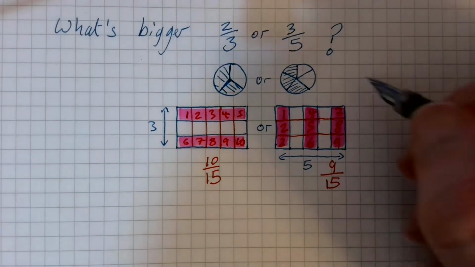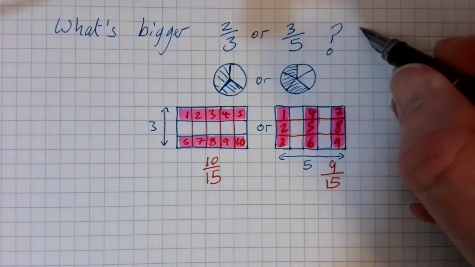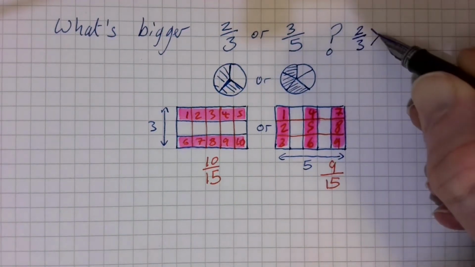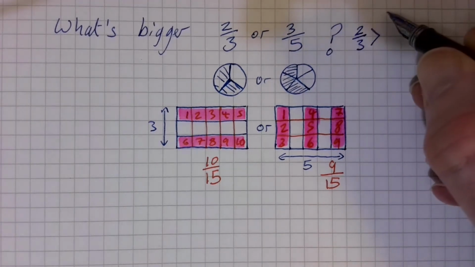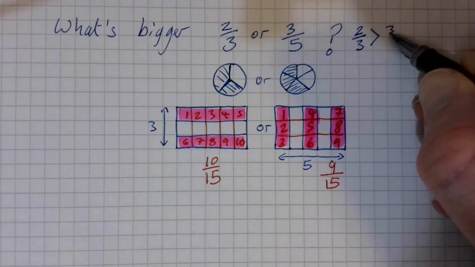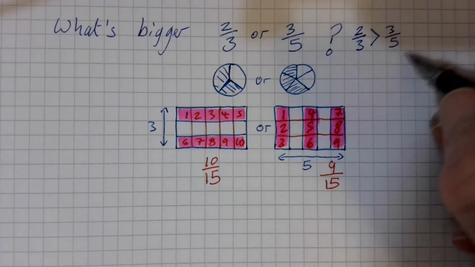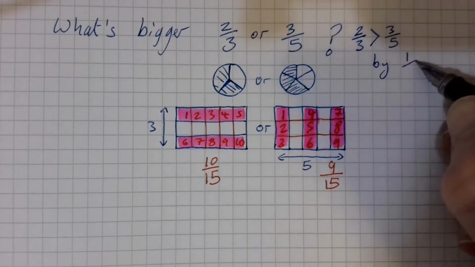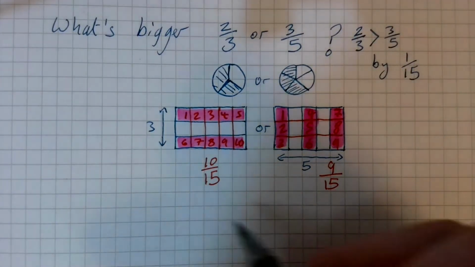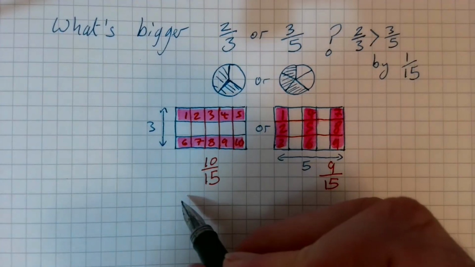So I can say, and I can use mathematical symbols here, I can say 2/3 is bigger than this. This, by the way, is just a pinched equal sign. It means this side is greater than this side, bigger than 3/5. And I can say by how much? By 1/15.